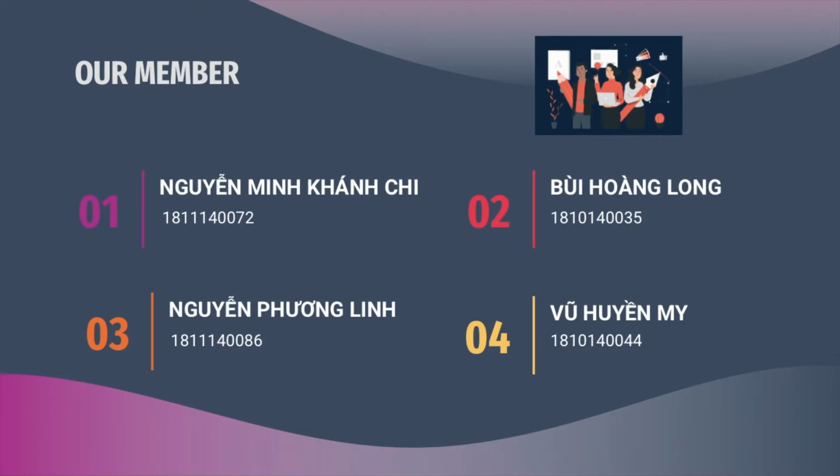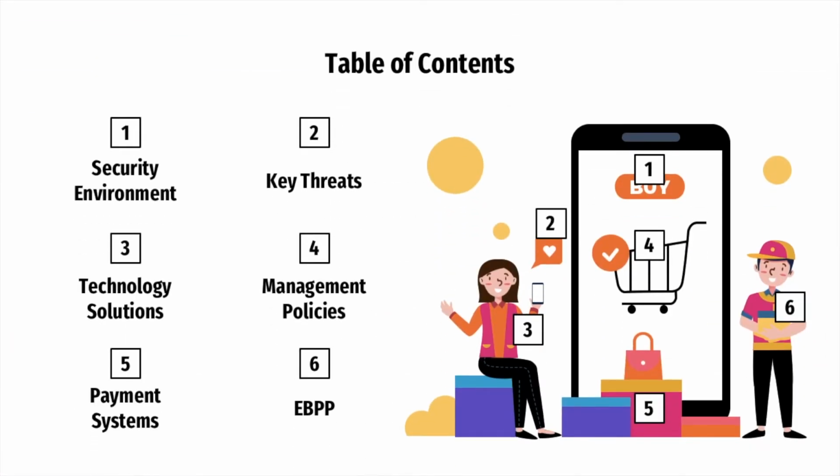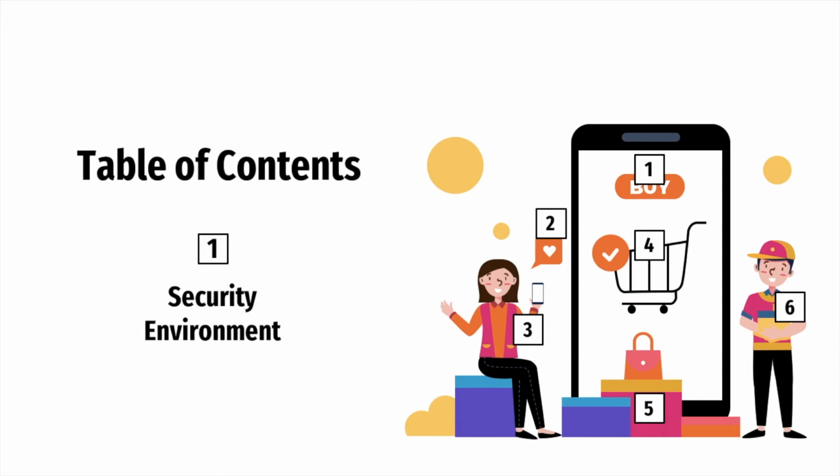So let's get started. We divide our presentation into 6 parts: the overview about the e-commerce security environment, key threats in this environment, technology solutions, management policies, the payment system, and EBPP, which stands for Electronic Billing Presentment and Payment. So let's move to the first part about the e-commerce security environment.